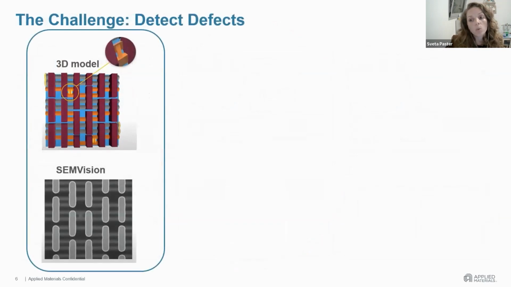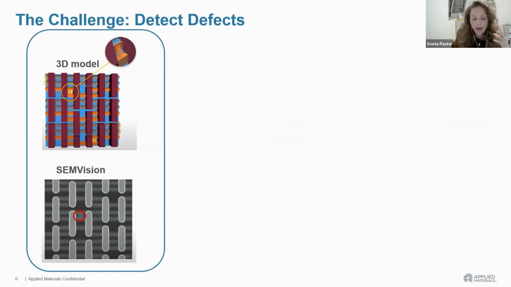Now we will see an example of a 3D model. You can see here a 3D model of different patterns. Those patterns are going to be printed on the wafers. And here is a simulation of a defect. It's a bridge defect between two lines. It's not supposed to be there, and it can also be detected in our SEMVision tool. Here you can visualize it.